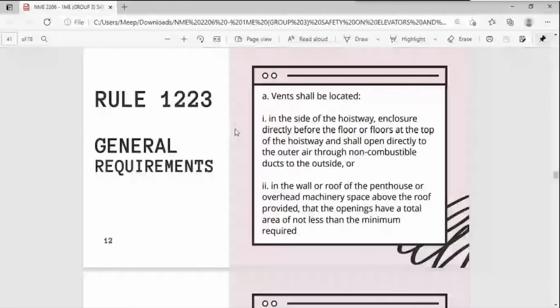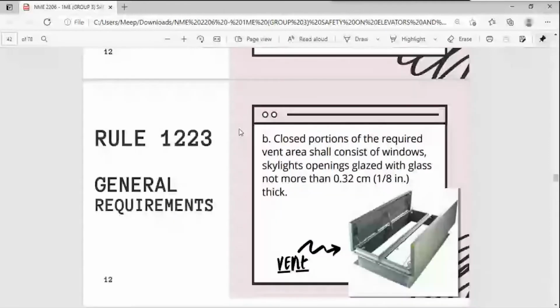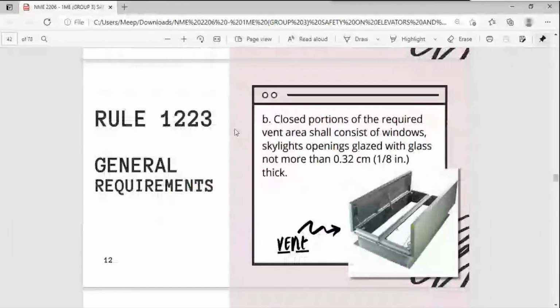So kailangan po yung vent ducts or smoke outlet. Ay, wala. Yun. Nasa ano po, wait.